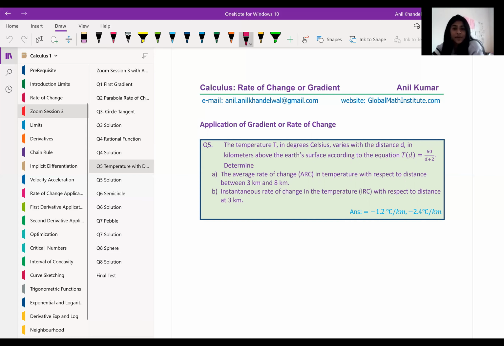Yeah, sure. The temperature T in degrees Celsius varies with the distance d in kilometers above the Earth's surface according to the equation T of d equals 60 over d plus 2. Determine the average rate of change in temperature with respect to distance between 3 kilometers and 8 kilometers, and the instantaneous rate of change in the temperature with respect to distance at 3 kilometers. Perfect. How will you answer this question? So with the average rate of change, I just did T of 8 minus T of 3 divided by 8 minus 3. Perfect. And I got minus 6 over 5, which is minus 1.2.